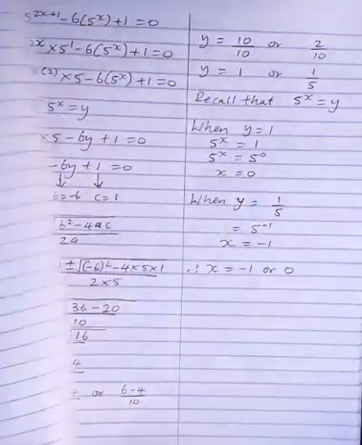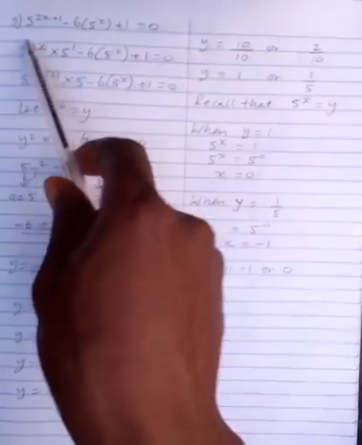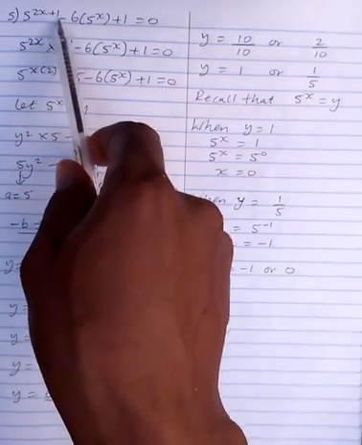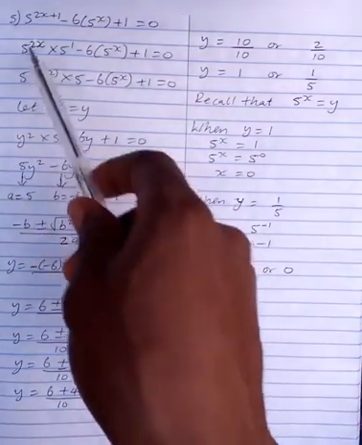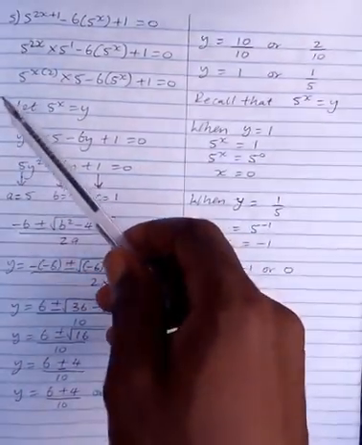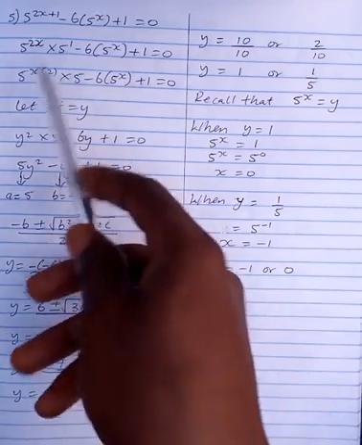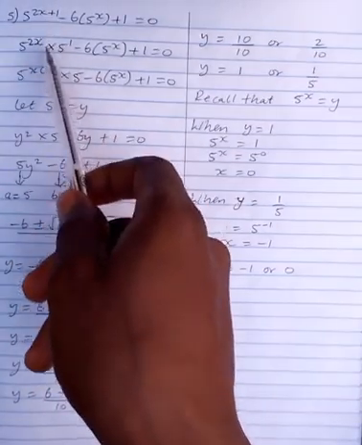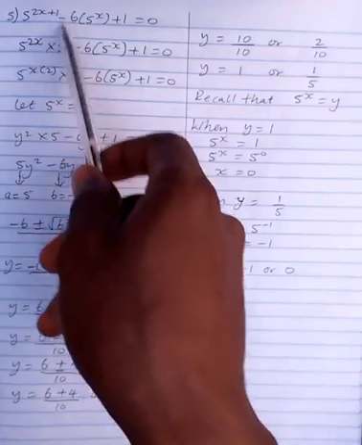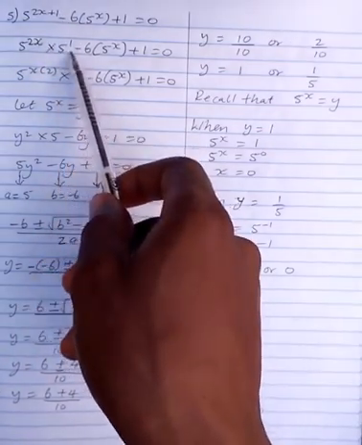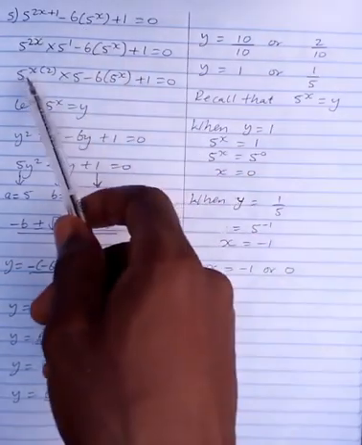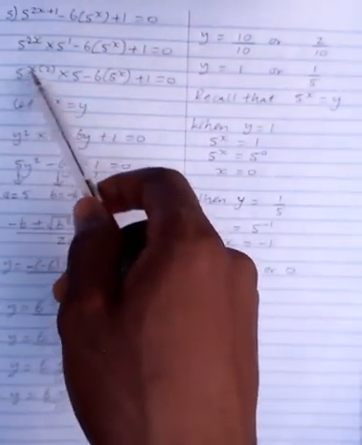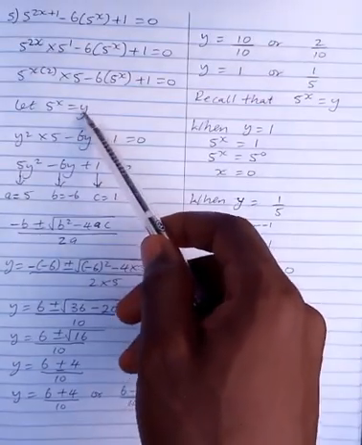Now the next question is question number 5, which is 5 raised to the power 2s plus 1, minus 6 times 5 raised to the power s, plus 1 equals 0. In this case, we still separate the terms. Instead of plus, we now have times. Each of them has its own base raised to the power. Now we separate 5 raised to the power s, and 5 raised to the power s is now y. We give it a variable y.